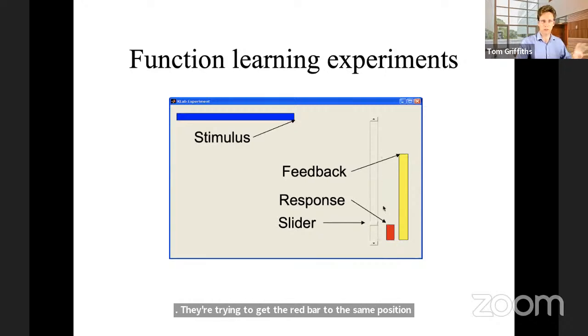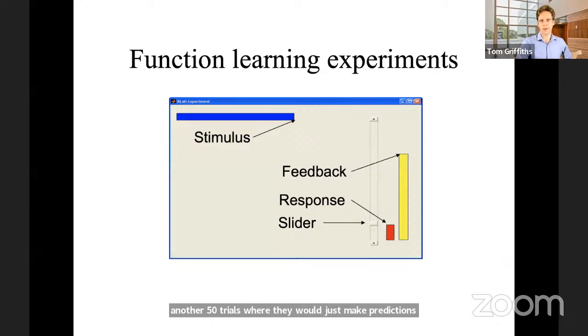They don't see the yellow bar initially. They make a guess, and the yellow bar shows up. If they're close enough, they go on to the next trial. If they're not that close, they have to adjust, so there's an incentive to get it right. In these experiments, people saw 50 trials where they would make predictions and receive feedback. Then there were another 50 trials where they would just make predictions and didn't receive any feedback.